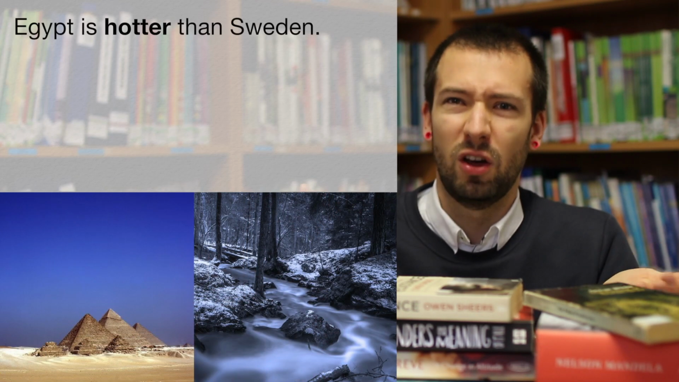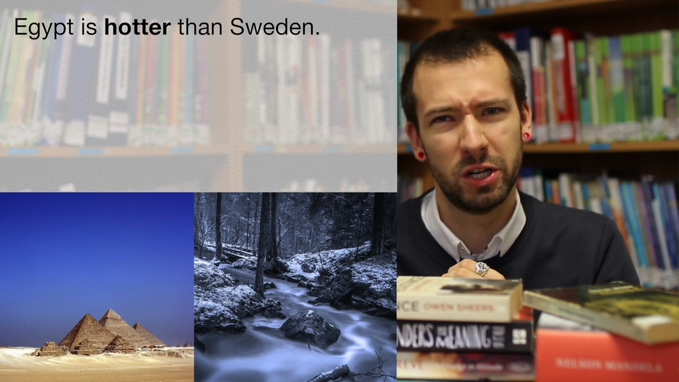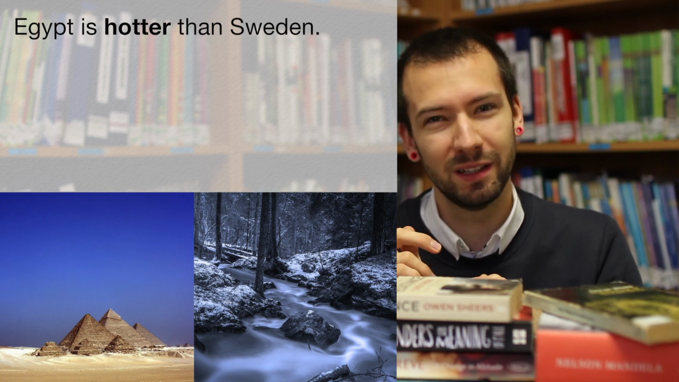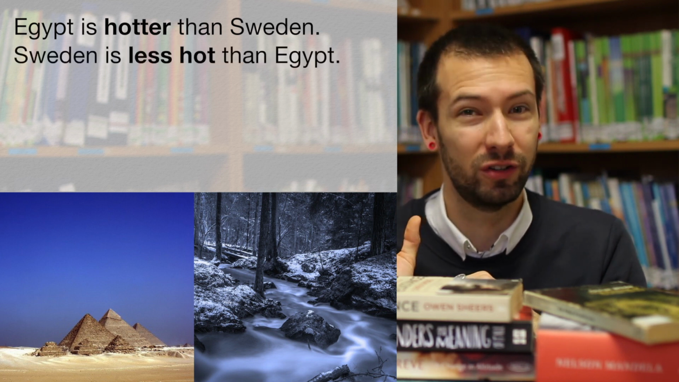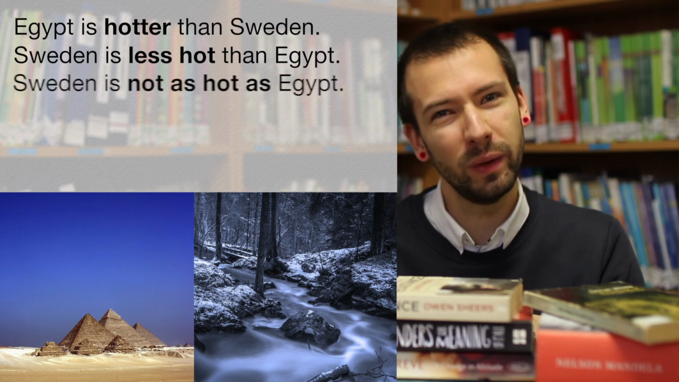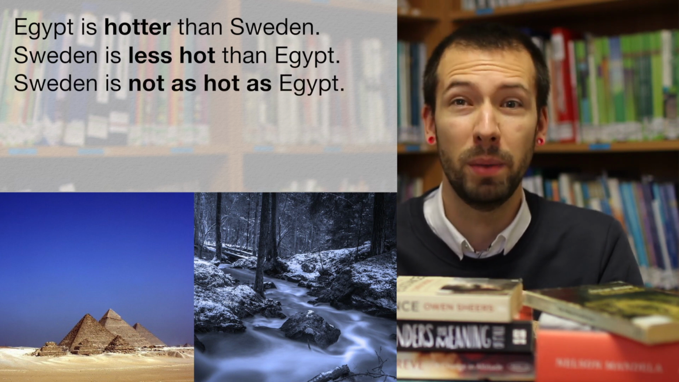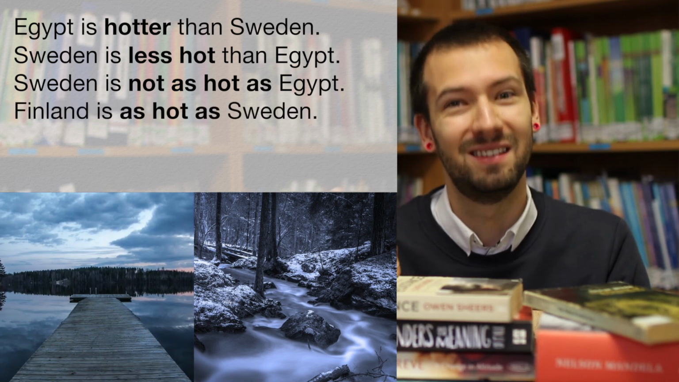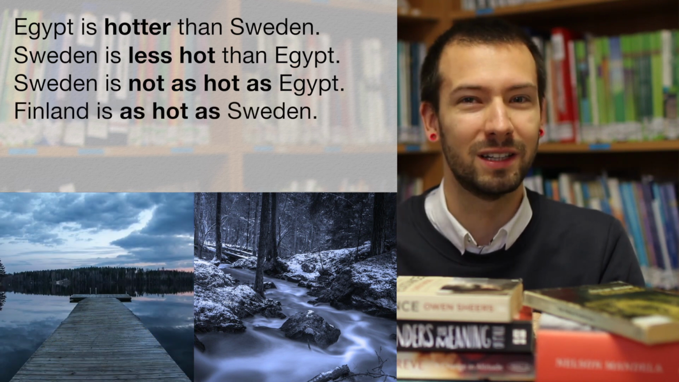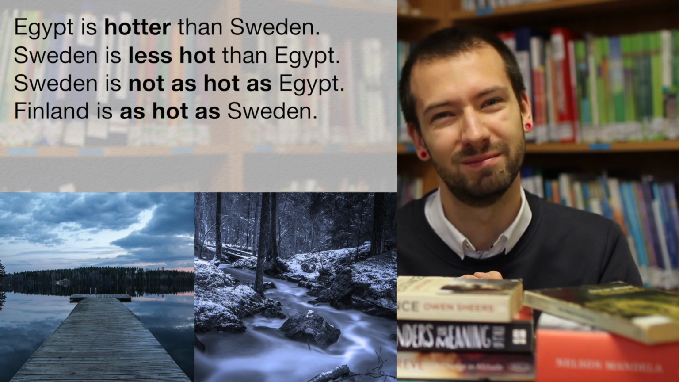Now let's look at some more examples. For example, Egypt is hotter than Sweden. Yeah, the temperatures are much higher. Sweden is less hot than Egypt. Or we can say Sweden is not as hot as Egypt. But Finland is as cold as Sweden, because they're both equally cold countries.